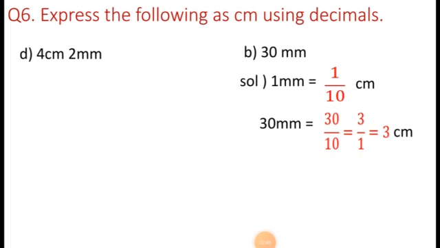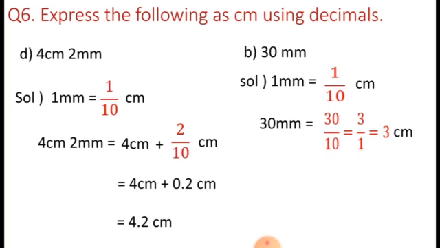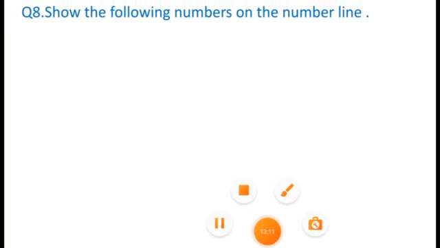Likewise, you can do for this next question, 4 centimeter, 2 millimeter. And now let us convert this completely in centimeter using decimals. So again we'll use the same conversion, that is 1 millimeter is equals to 1 upon 10 centimeter. So here 4 centimeter and 2 millimeter will be equals to 4 centimeter plus 2 divided by 10 centimeter. Now what will we get? 4 centimeter plus 0.2 centimeter, that is equals to 4.2 centimeter.